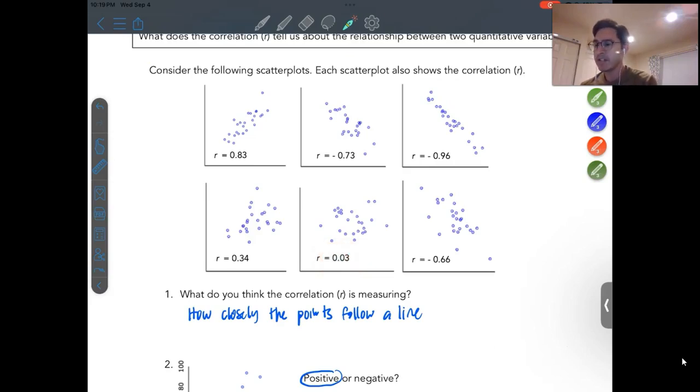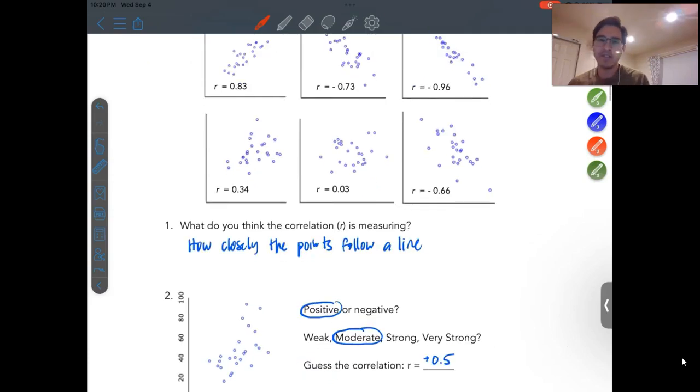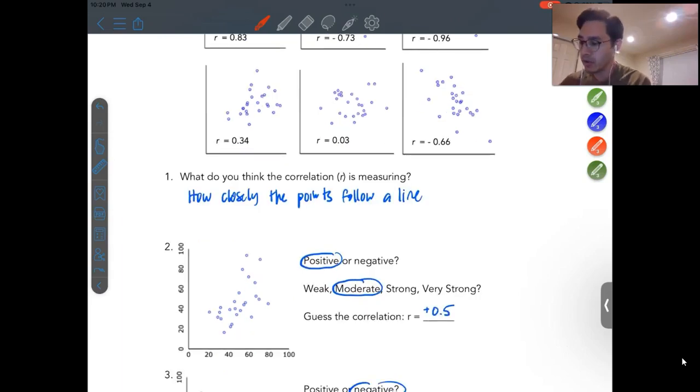In fact, any scatter plot where the points are trending upwards has a positive correlation, and any scatter plot where the points are trending downward has a negative correlation. So not only does it tell us how closely the points are to a line, in that sense describing the strength of the relationship, but the sign, positive or negative, also indicates the direction. So we're going to add that in as a note here next to question 1.